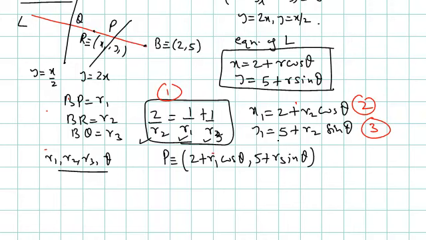Now P satisfies the equation y equals 2x, right? P is the point of intersection between L and y equals 2x. So the coordinates of P will satisfy y equals 2x. y equals 2x means 5 plus r1 sin theta equals 2 times (2 plus r1 cos theta). That's the fourth equation. The fifth equation is, we'll write the coordinates of Q.